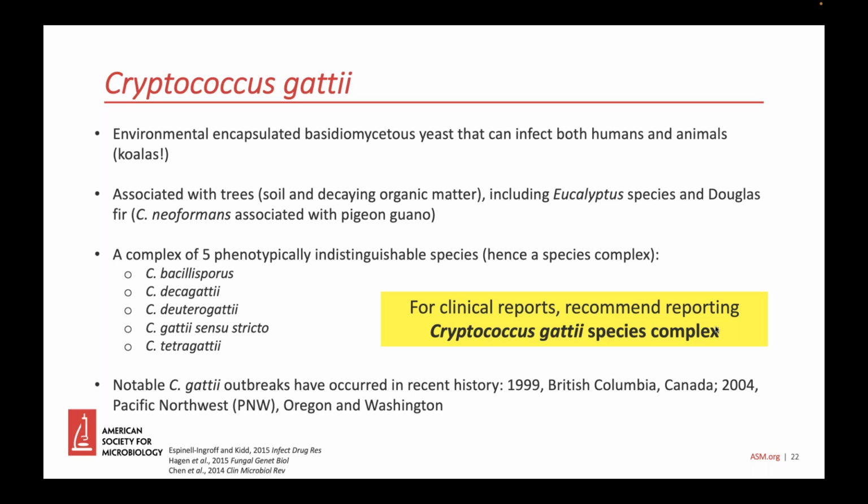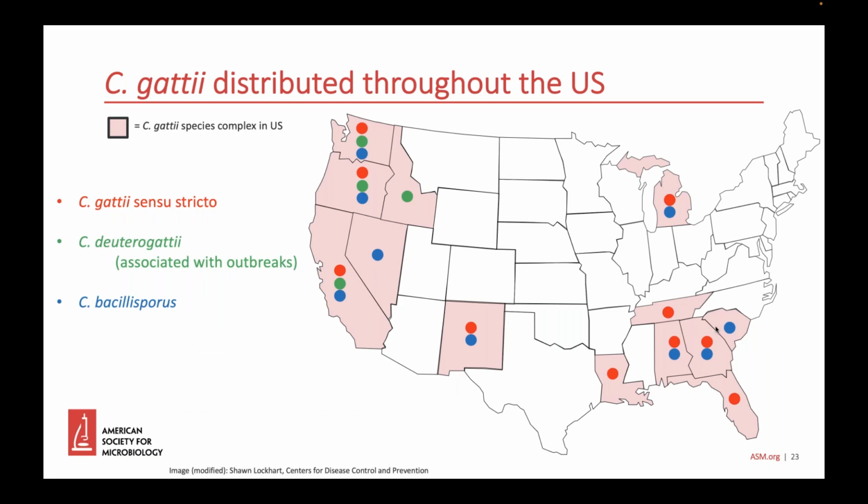There have been notable Cryptococcus gattii outbreaks that have occurred in recent history, 1999 in British Columbia, Canada, and also in 2004 in the Pacific Northwest of the United States, particularly in Oregon and Washington. And Cryptococcus gattii is distributed throughout the United States.